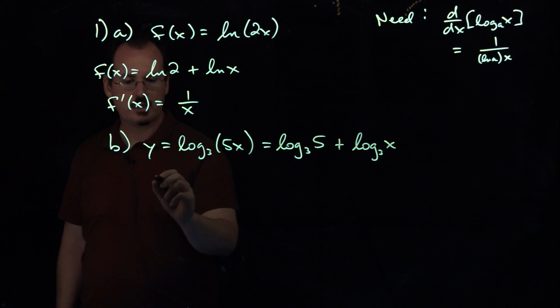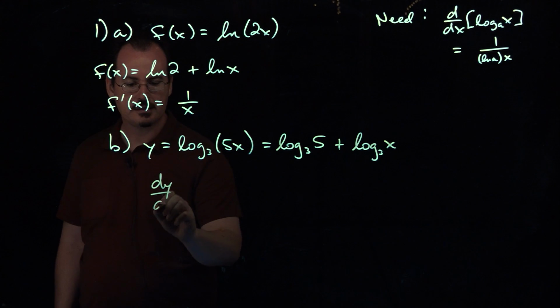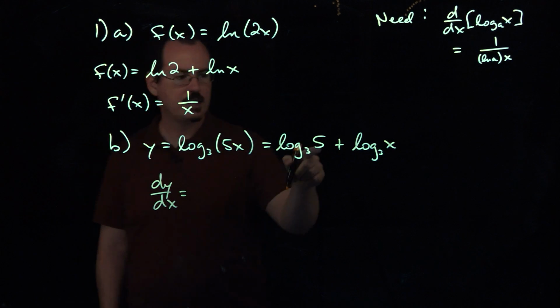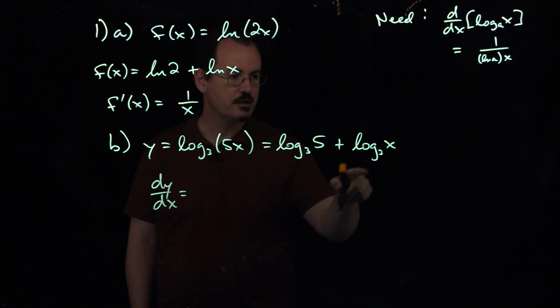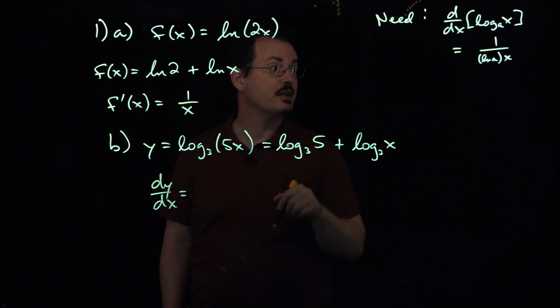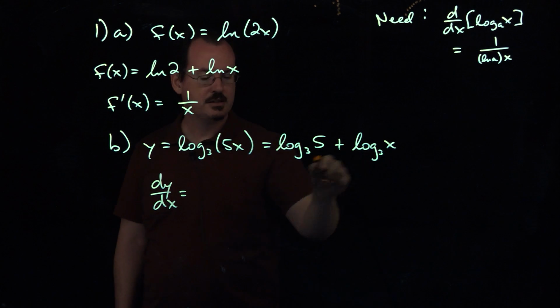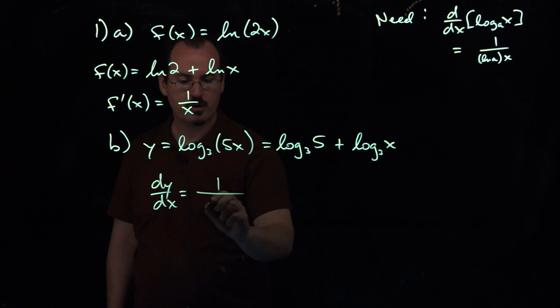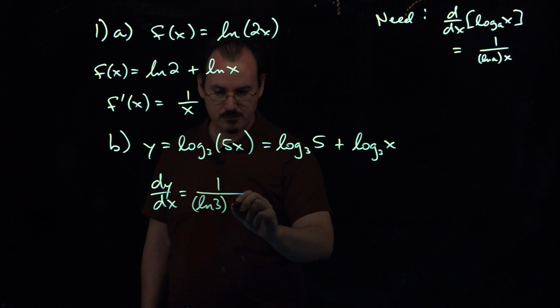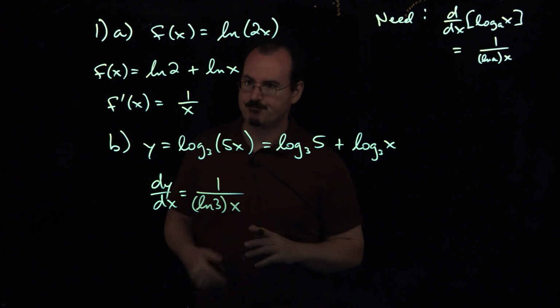Okay, then if we want to take the derivative dy/dx, again, that's now a constant, so its derivative is 0. Now I've got that, and this is where I'm going to use that formula up there. The base here is 3, so our derivative is simply 1 over the natural log of 3 multiplied by x. So that's it. That's our derivative.